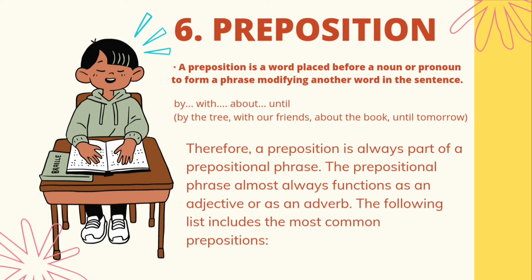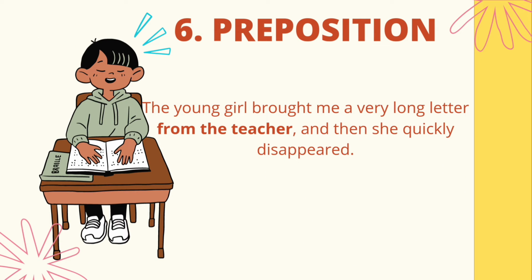Coming to preposition. A preposition is a word placed before a noun or pronoun to form a phrase modifying another word in the sentence. For example, by, with, about, until. By three, with our friends, about the book, until tomorrow. These are some of the examples which we can use. The young girl brought me a very long letter from the teacher and then she quickly disappeared. From the teacher is an example of a preposition.